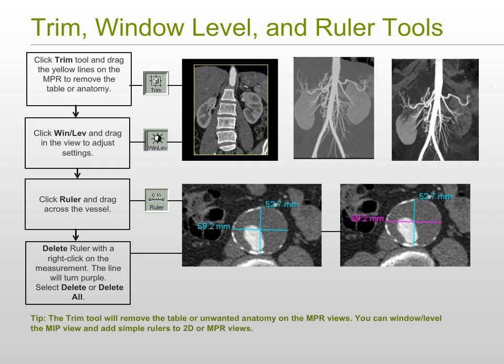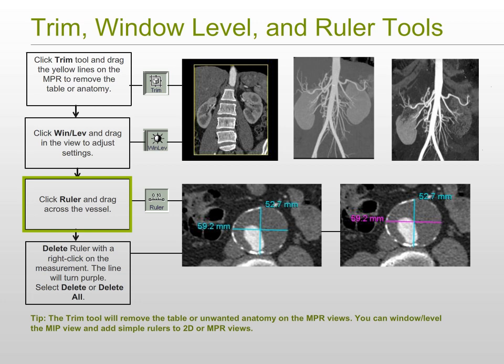The Trim tool removes the exam table or unwanted anatomy from the MPR views. Use the Window Level tool to adjust the settings in the 2D or MPR views. You can add simple rulers to 2D or MPR views. Click the Trim tool and drag the yellow lines on the MPR view to remove the table or anatomy. Click Win Lev and drag in the view.